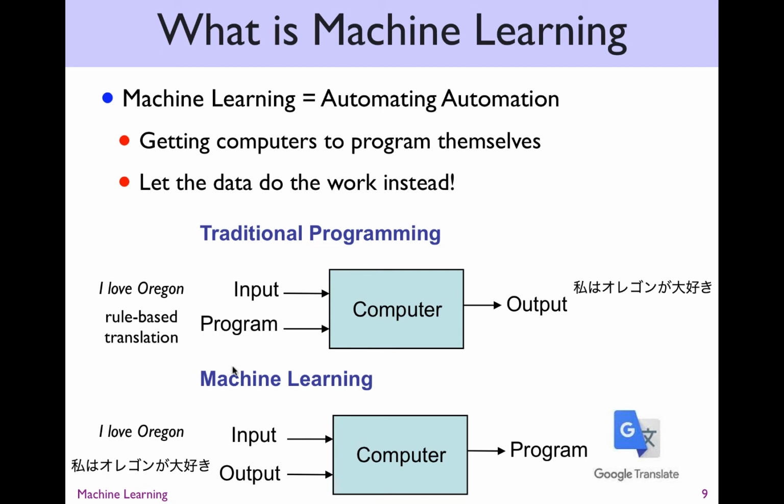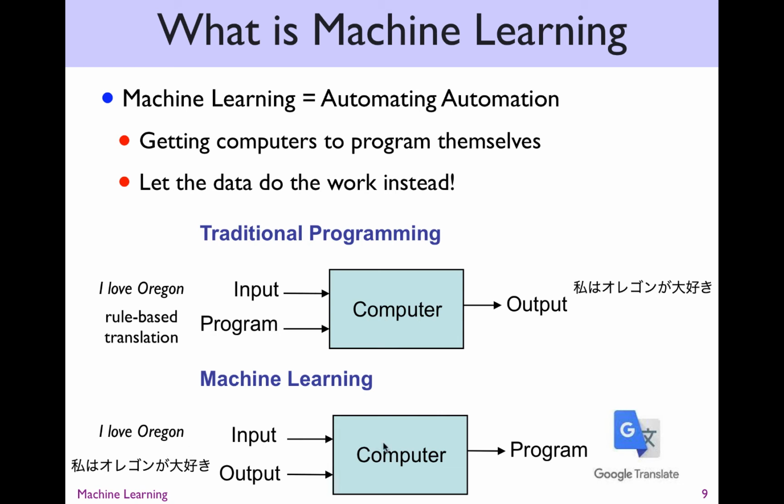In machine learning, however, we flip output and program so that you don't need to write the programs yourself. You let the computer learn from data. So what is data? The data has input and output pairs. For example, English and its Japanese translation, another English sentence and its Japanese translation. And let's say you have 1 million of those sentence pairs. One English, one Japanese, one English, one Japanese.